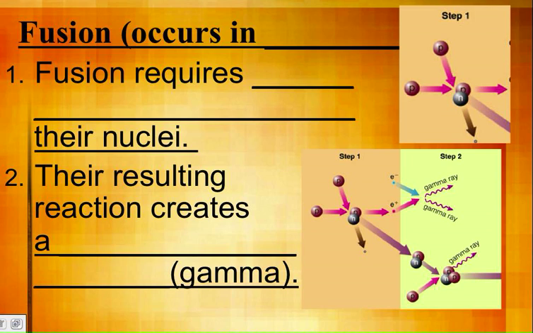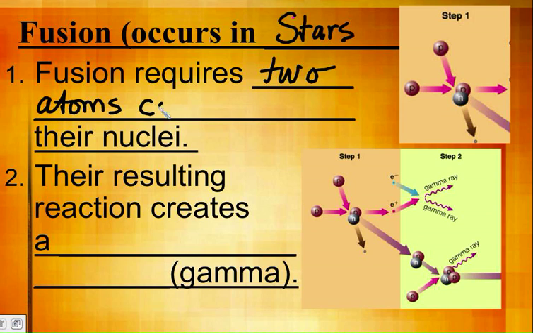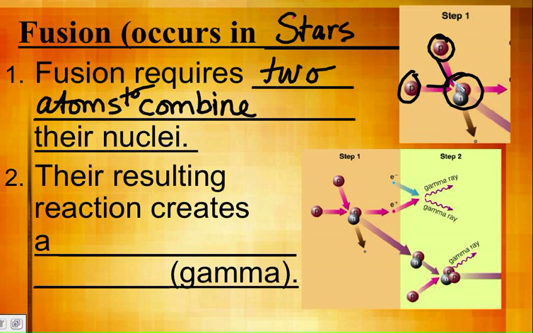Okay, to summarize here, fusion does occur, like we said, in stars. So this is what we're thinking about for our sun. And fusion requires two or more atoms. What's happening with those atoms is they are combining their nuclei. So in fusion, those two particles merge together into one. And the result gives us an immense amount of energy output.